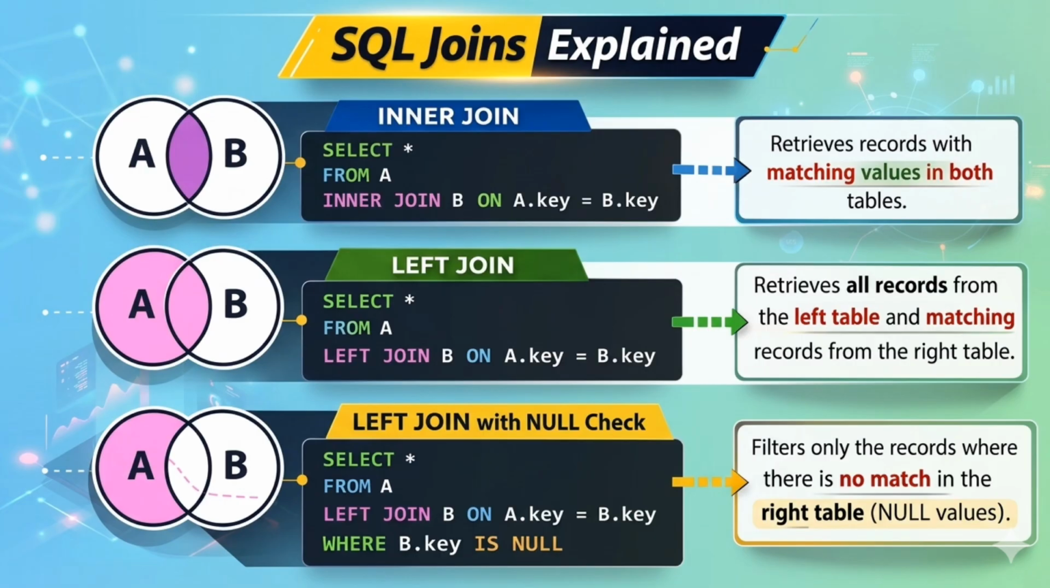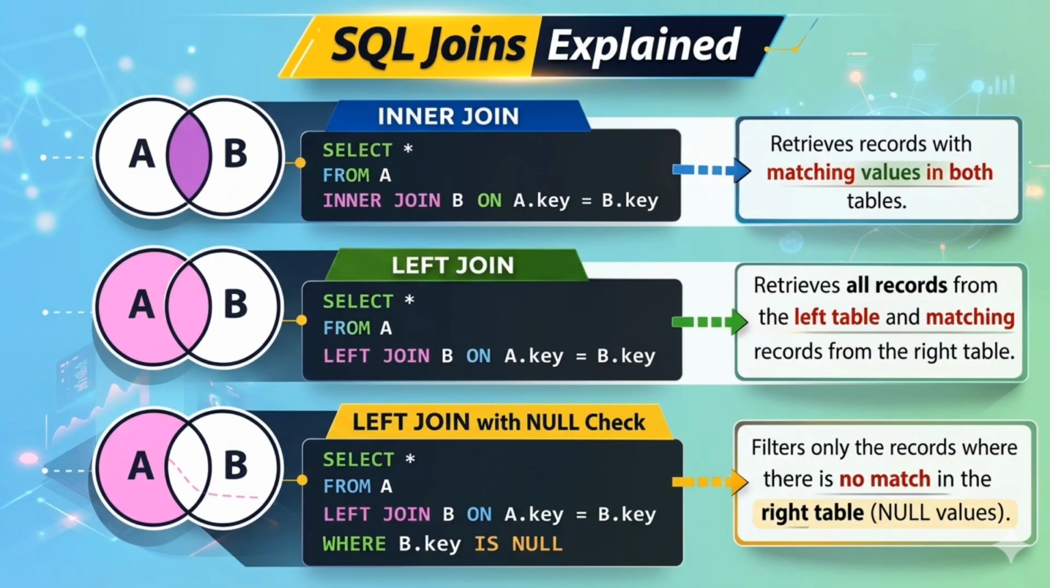Next is the left join. A left join returns all records from the left table and only the matching records from the right table. If there is no match in the right table, SQL fills the result with null values. The query syntax is this. Select all from A left join B on A.key equals B.key. In simple terms, everything from table A is preserved and matching data from table B is added when available.